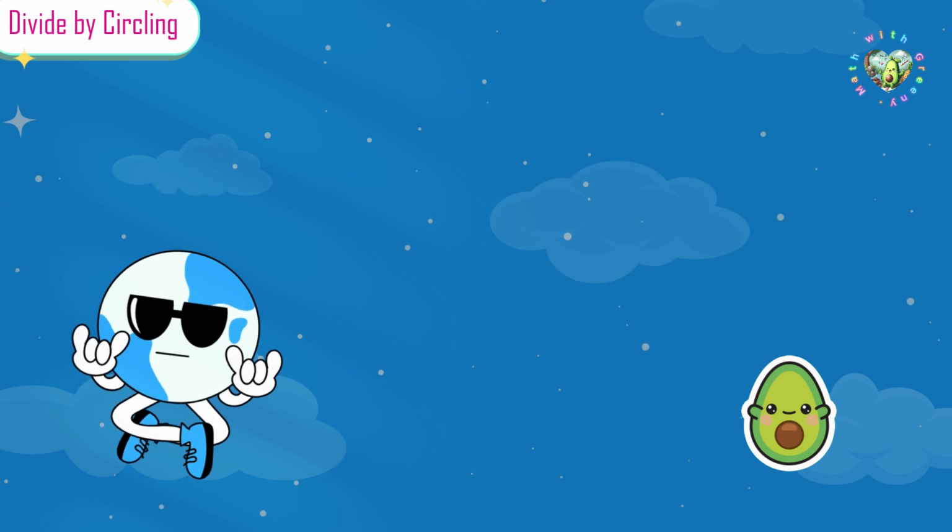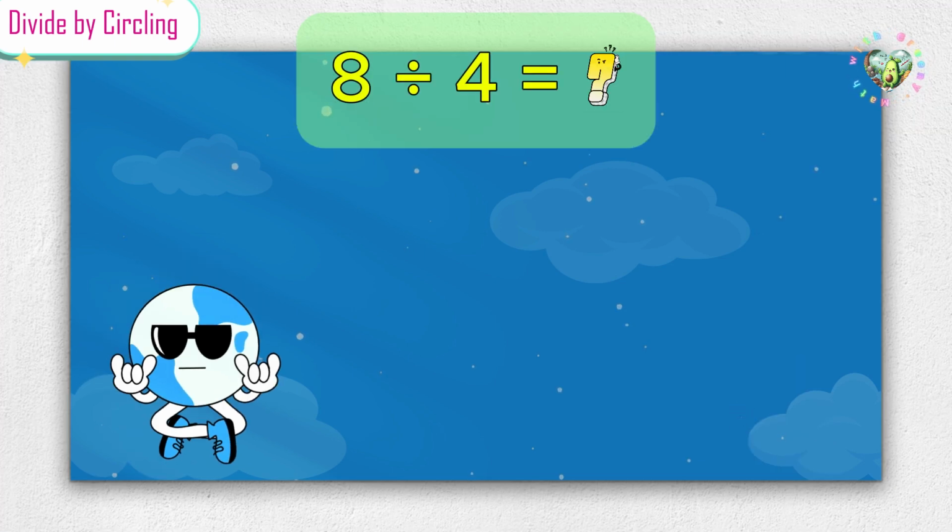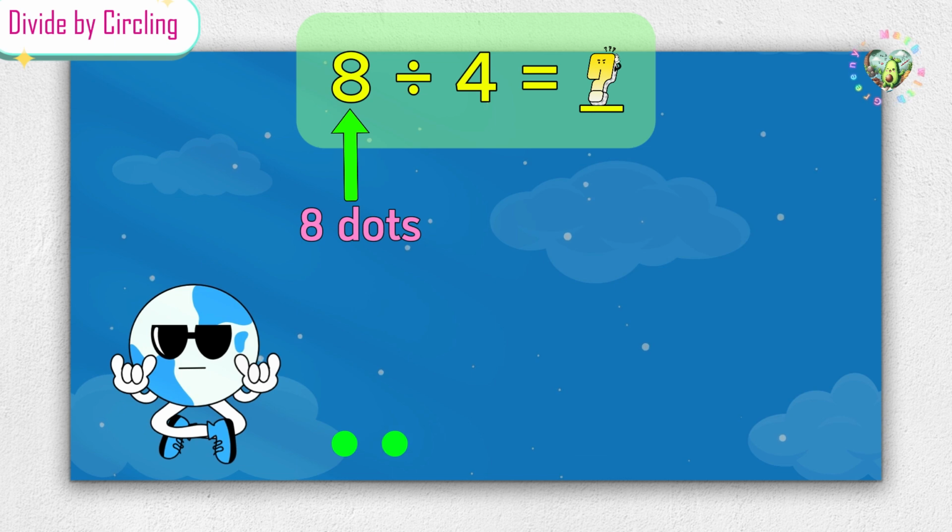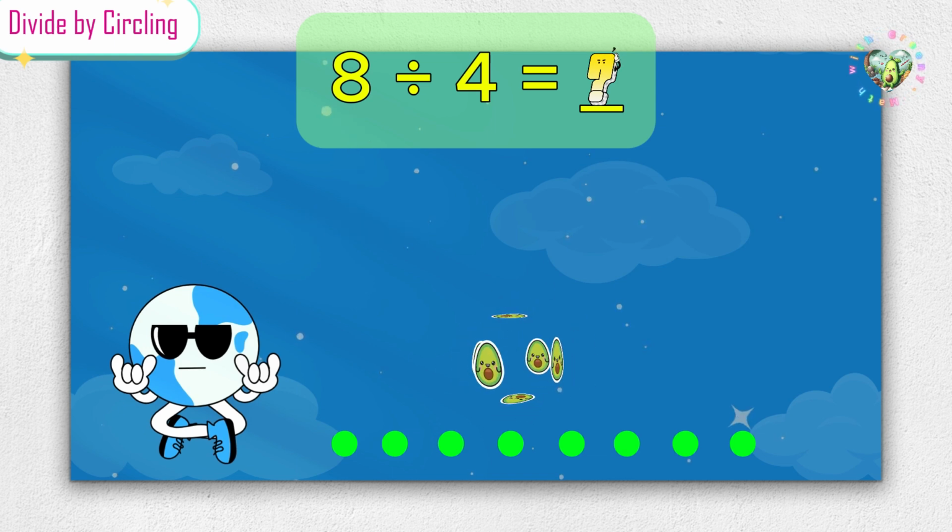Alright, let's start with 8 divided by 4. So, the first number is 8. That means we'll make 8 dots. Here we go. 1, 2, 3, 4, 5, 6, 7, 8. Okay, so we have 8 dots.